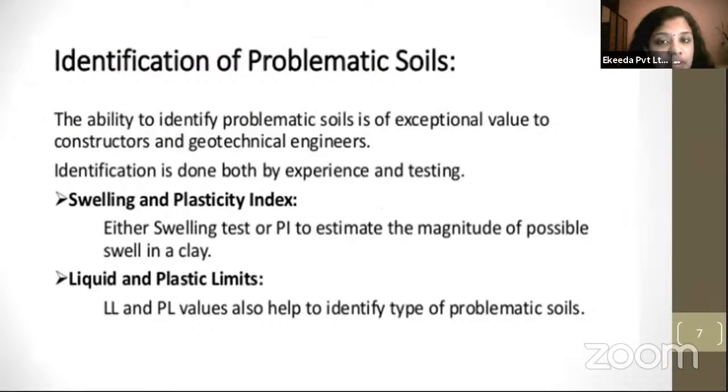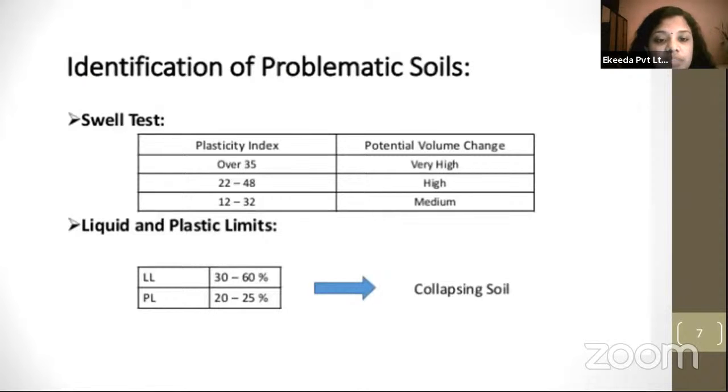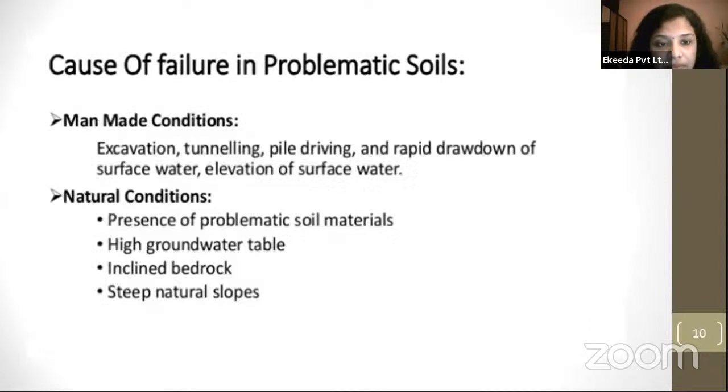Then we can identify problematic soil by conducting swelling tests and plasticity index tests, liquid and plastic limit tests in laboratories. If the range is 35, 22, 48, 12 and 32, it is high, very high, high, medium, which is the range of volume change in the swelling test. In the liquid and plastic limit test, if the liquid limit is 30 to 60 or the plastic limit is 20 to 25, we can expect collapse. Okay. Now these are the causes of failure.